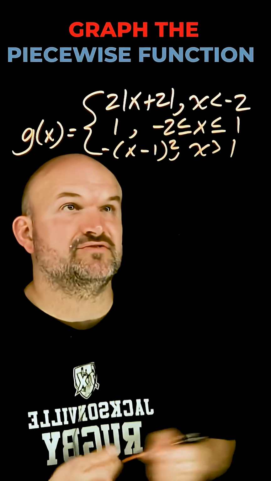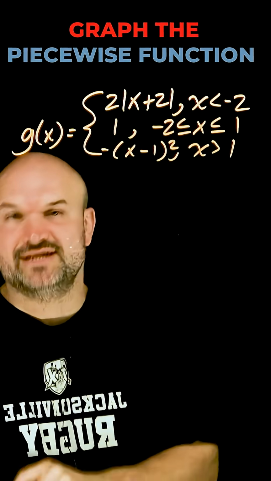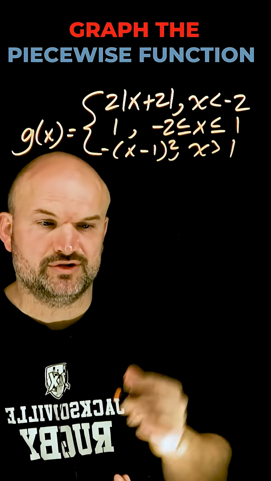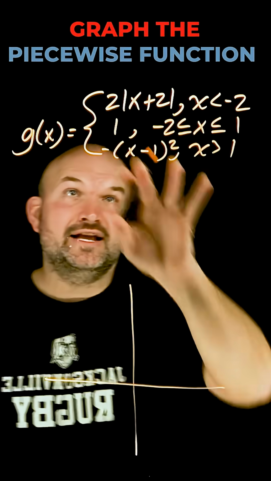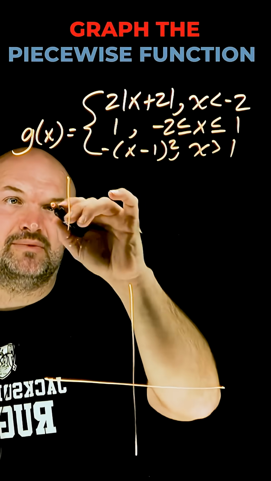All right, to graph this piecewise function, there's a couple things we need to know. We need to understand what all of our functions are that we're going to graph. So first, let's get our XY axis that we're going to graph everything on. And you can see we have an absolute value graph. So let's remember the parent graph there.